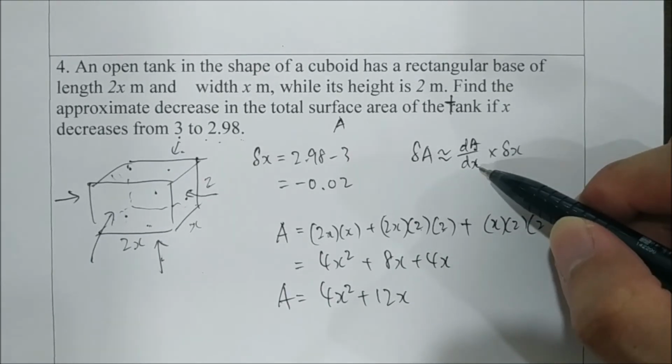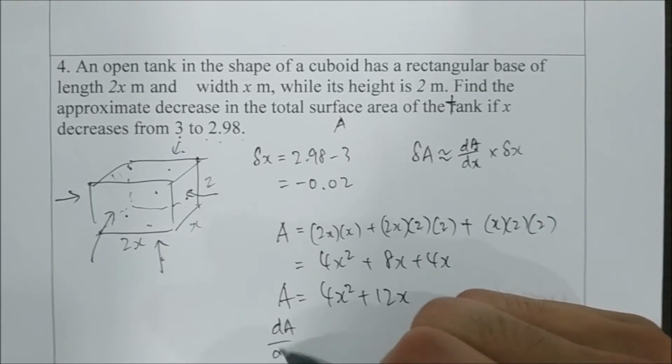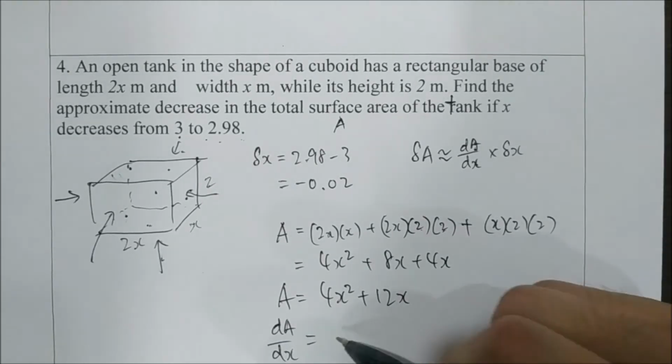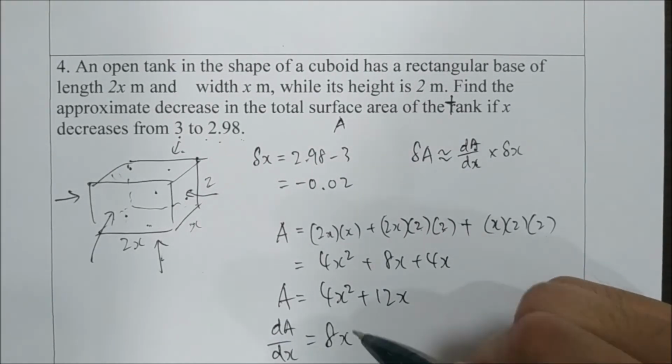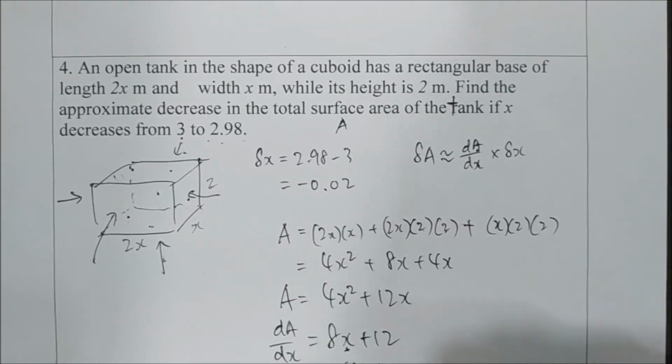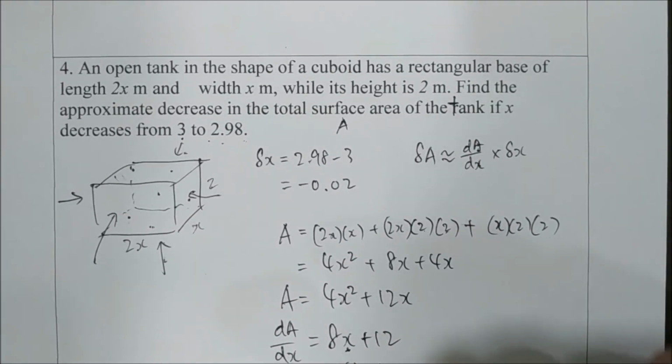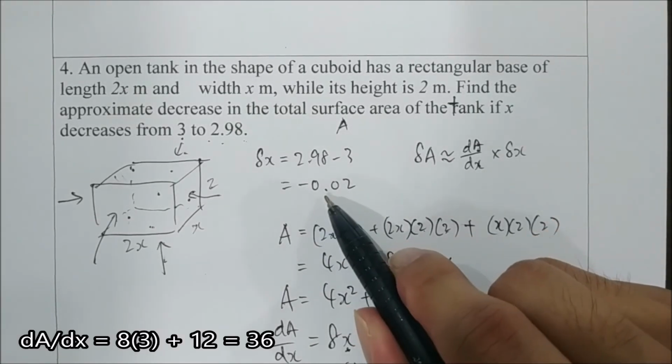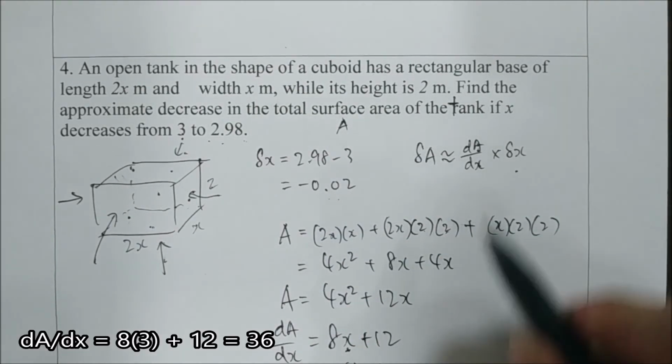In order to find dA/dx, we differentiate A with respect to x. Now we substitute negative 0.02 here and 3 in here.